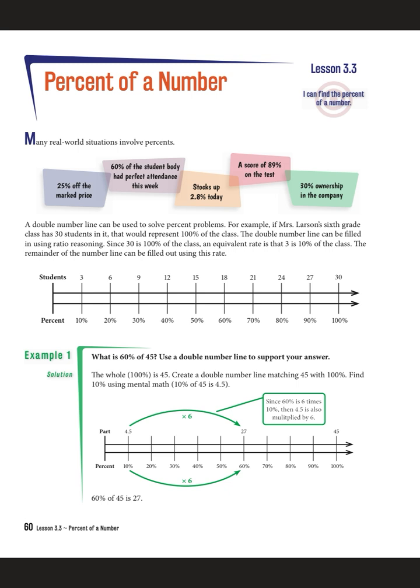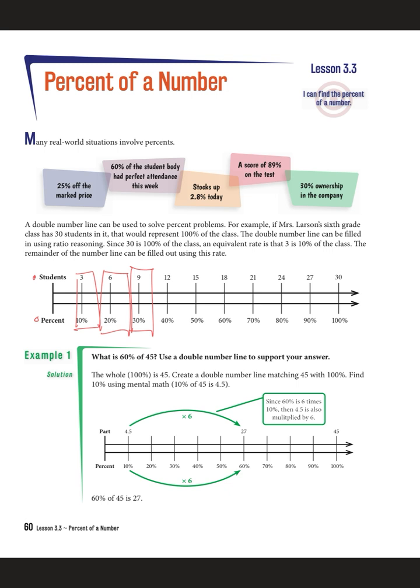So what they're doing here is on the top part of this double number line, you've got students, okay? And then on the bottom part of the double number line, you've got percents, so students and percent. So this is kind of like a unit rate that we talked about. So 3 students is 10% of the class. 6 students is 20%. 9 students is 30% of the class, and so on and so forth. All right, so that's one way you can use a double number line.